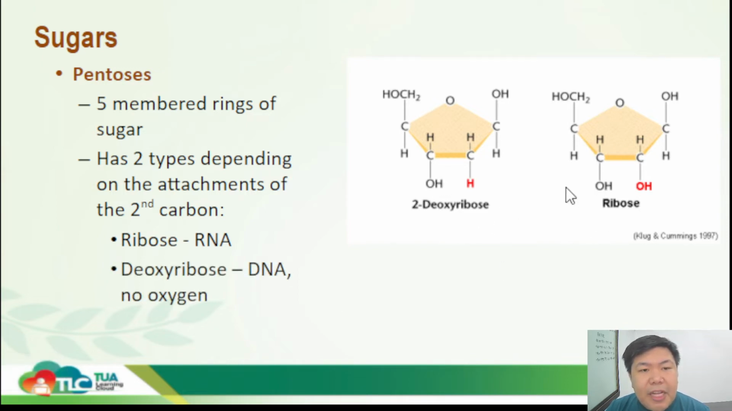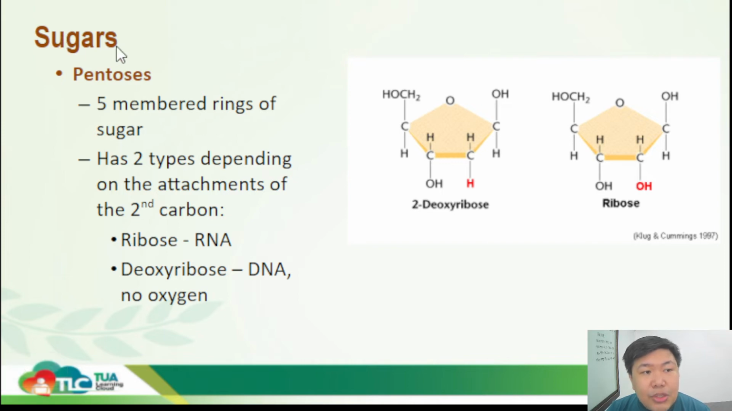So what is the difference between the two? The attachment on the second carbon. All right, that's the difference between the two. For ribose, we have a hydroxyl group attached to your second carbon, while for DNA, we have 2-deoxyribose because the oxygen in the hydroxyl group has been removed. So, it is deoxyribose. No oxygen in that area.